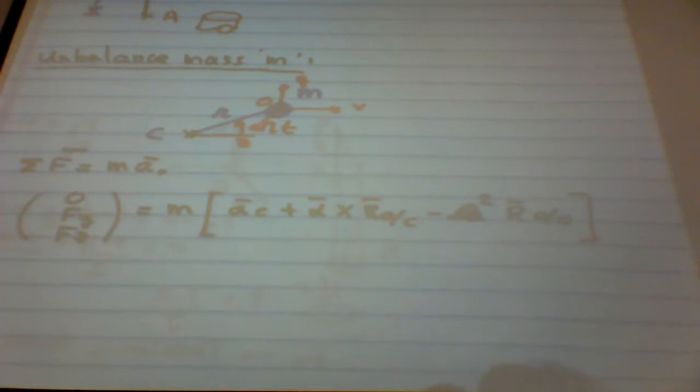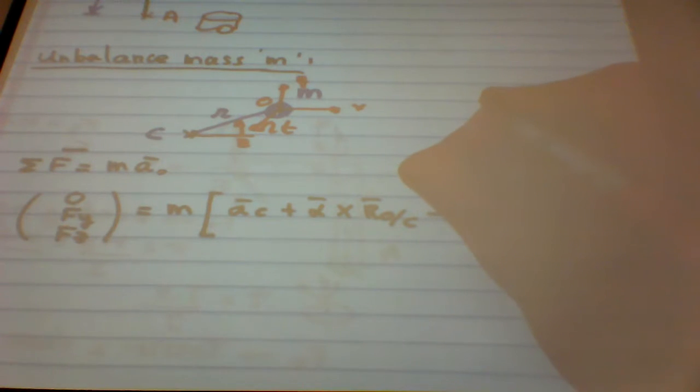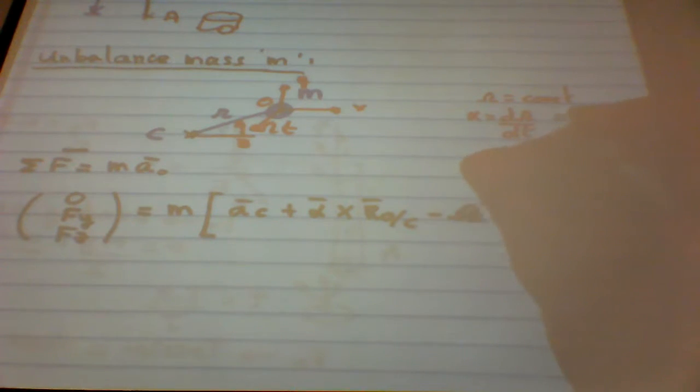So we have acceleration of C plus alpha cross R of O with respect to C minus the capital omega square R of O with respect to C. So this is basically the same thing we did during the derivation. So over here, what do we assume? That the propeller is rotating at constant angular velocity, which is going to say what? That the acceleration is 0.